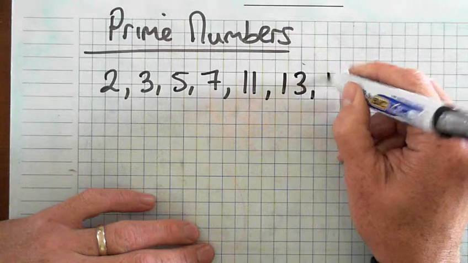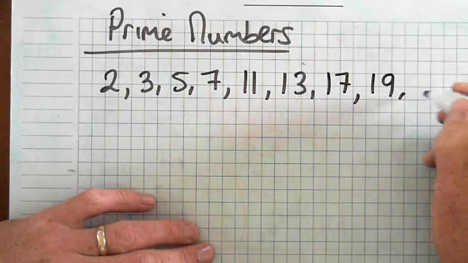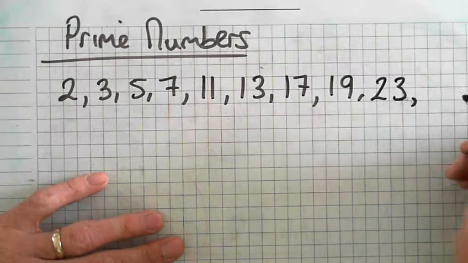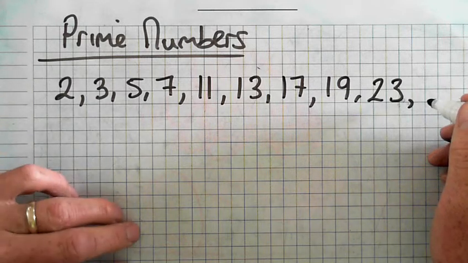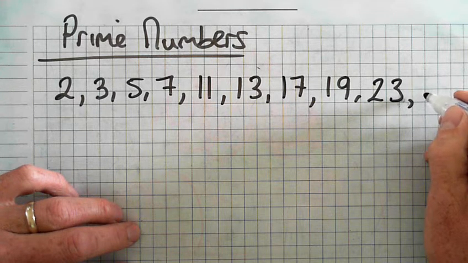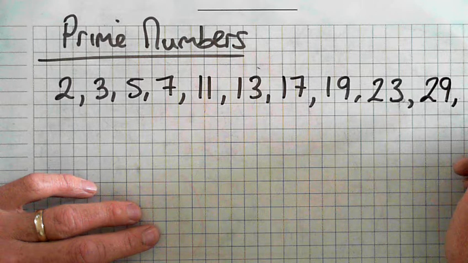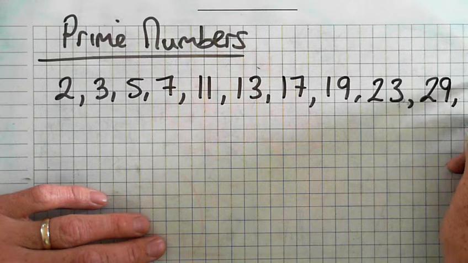13. 19. The next one is 23. 21 has 1, 3, 7 and 21. 29. No, 27. 3 nines are 27, that's what you're thinking of.